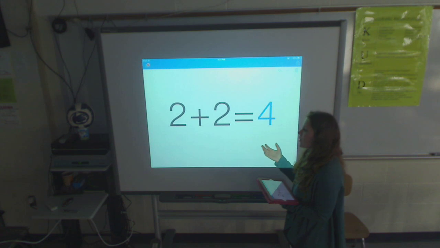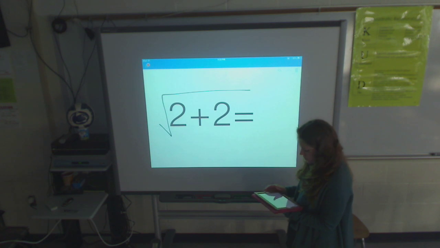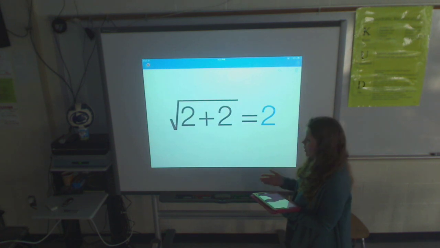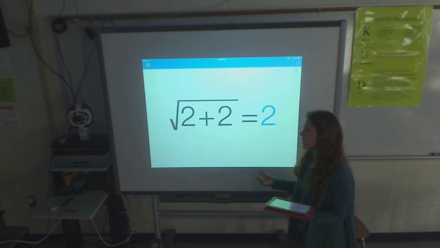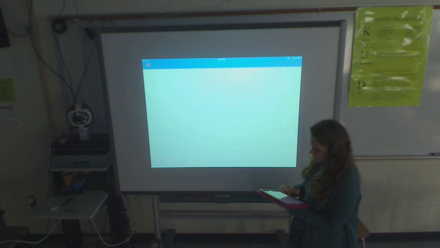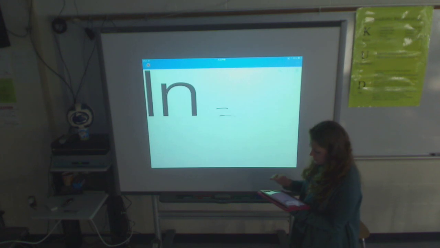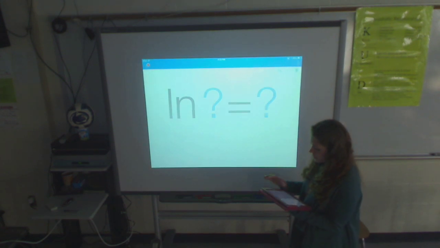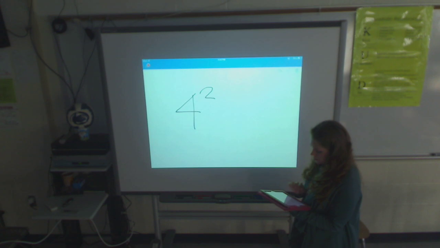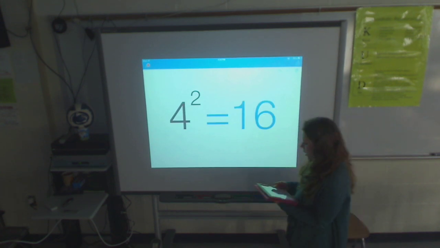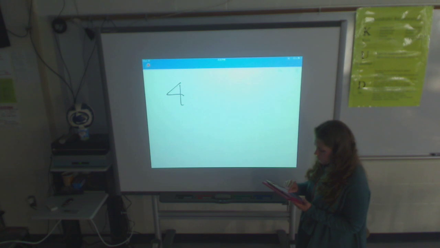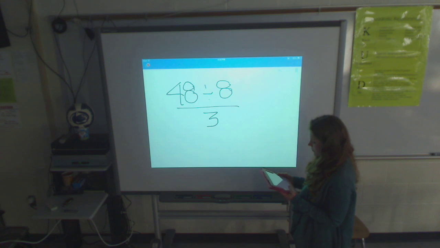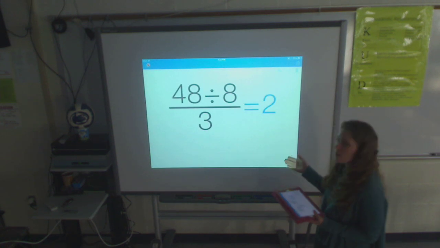Some of the things that this calculator picks up is square roots. So we know that the square root of 2 plus 2 is really the square root of 4, which is 2. The calculator is picking those things up. Some of the other things that it picks up is it can do exponents when it wants to cooperate, but it does do exponents. Some of the other things that it does is say that, for instance, we have this problem. We have 48 divided by 8 over 3.